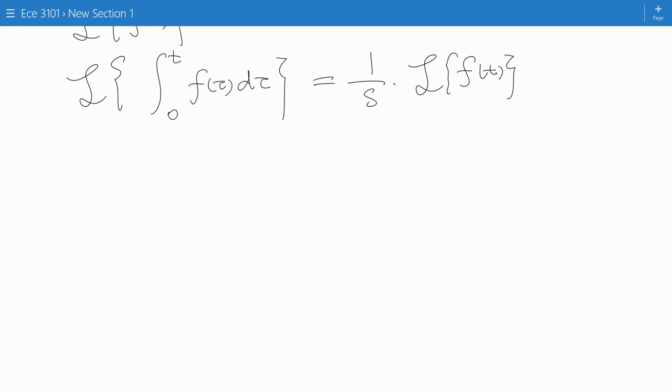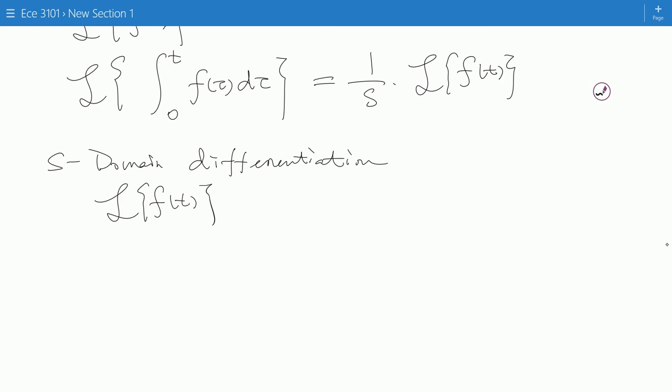Additional properties related to this. We have 3 of them, the additional properties. The first one is the S-domain differentiation. Before we have the time differentiation. Here we have the time domain, S-domain differentiation. So since we're talking about S-domain differentiation, we'll have to take derivative of the Laplace transform. So let's first assume, as usual, that the Laplace transform of f of t is equal to capital F of s.